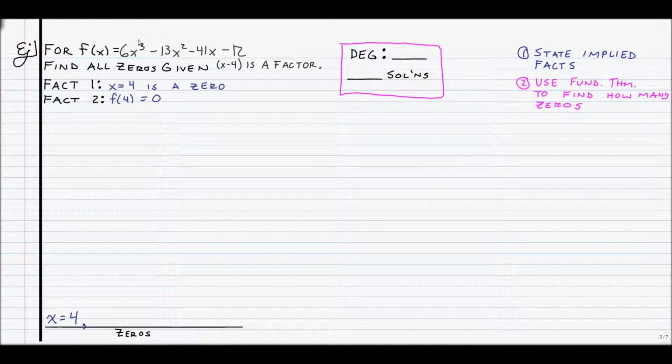So when I look at this, I figure out what my degree is by looking at the exponent here. The biggest exponent is right on there. It's a 3, so that means we have degree 3, and by the fundamental theorem of algebra that means we have 3 solutions. Right now, we've only got 1. We're missing zero number 2 and zero number 3. So we're short a little bit as we go forward. We need to find 2 more.